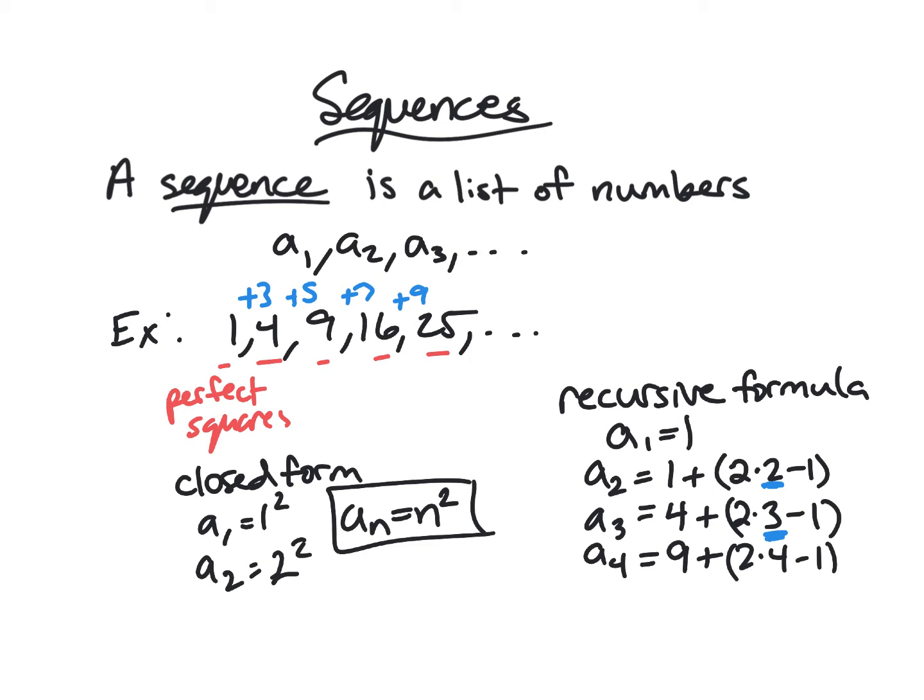And so again, we see this. So what's the general pattern here? A1 is 1, and A_n is A_(n-1), the previous term, plus 2n minus 1, okay? So these two together give us our recursive formula.